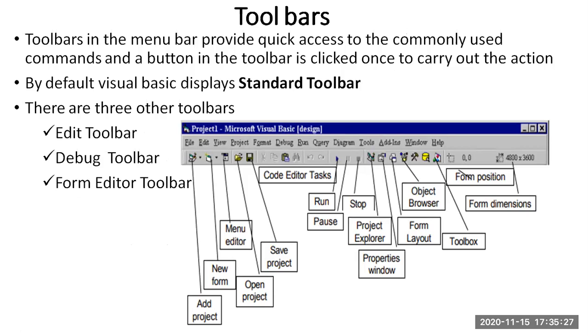Toolbars. Toolbars in the menu bar provide quick access to the commonly used commands, and a button in the toolbar is clicked once to carry out the action. The standard toolbar is normally placed below the menu bar by default. Also, Visual Basic provides additional toolbars for editing, debugging, and form design, which can be toggled on or off from the toolbars command in the View menu.